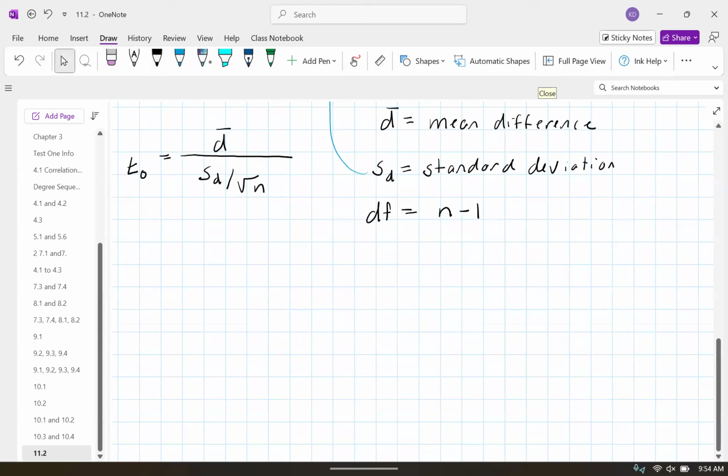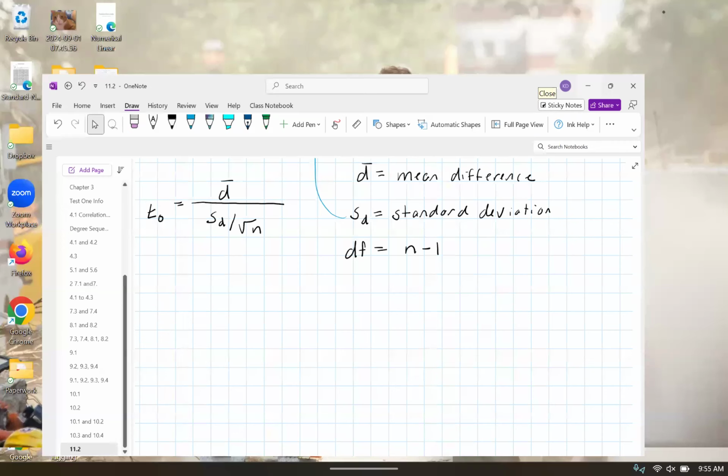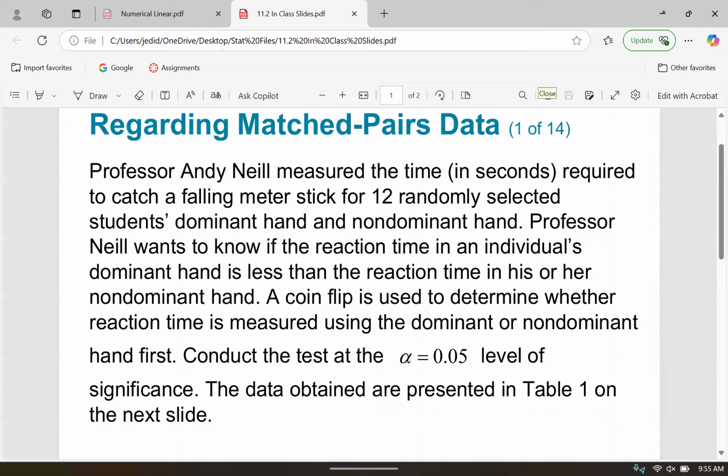Okay. So instead of writing out the example, I have a slide I'm going to pull up because I think it's interesting. All right. So we have a professor here who's measuring the time in seconds required to catch a falling meter stick for 12 randomly selected students, dominant hand versus non-dominant. So holding out your hands one at a time, you have the stick, and how long does it take to catch it? Like your reaction time. And you do dominant versus non-dominant because the theory is your dominant hand would be quicker than your non-dominant. That would be my theory.